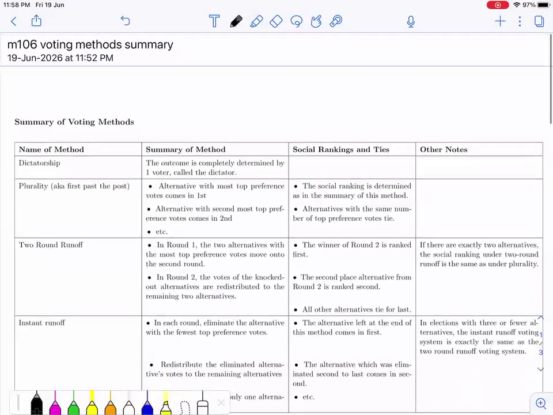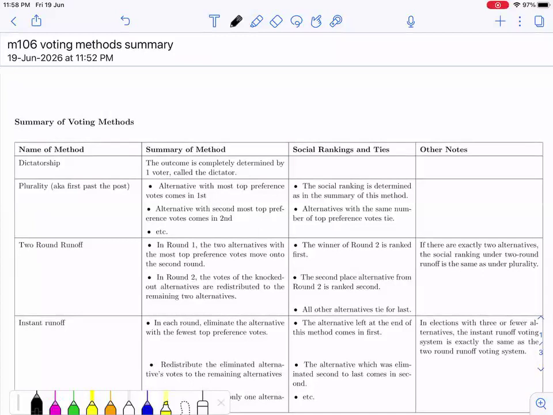So the summary of these voting methods can be found on Canvas under modules where you find your usual notes for the unit. So yeah, it's a very handy summary, and it would be very helpful to have access to this when you are taking your exam, to have a quick look.